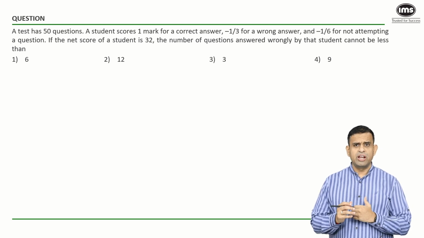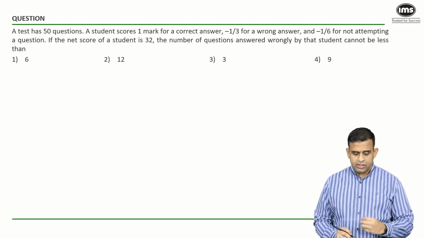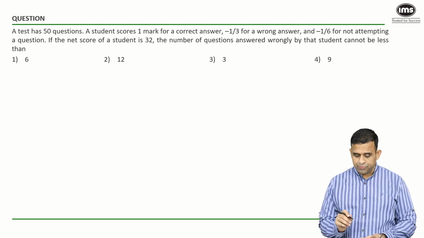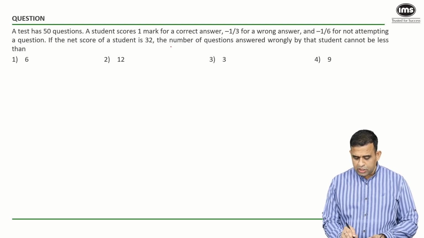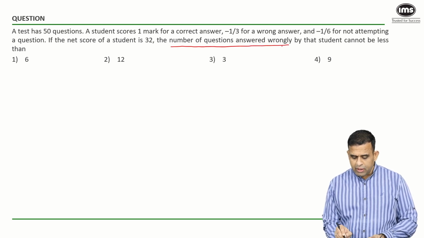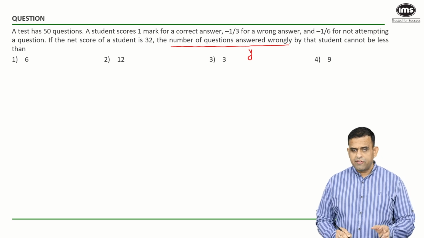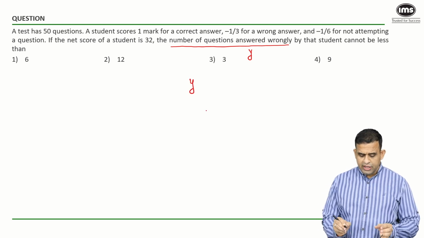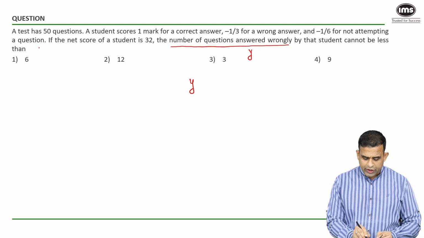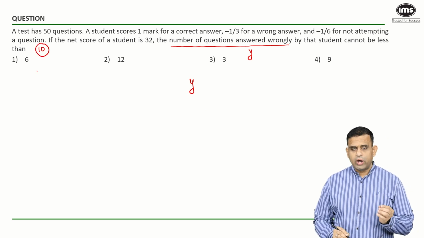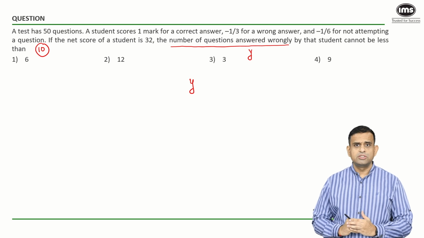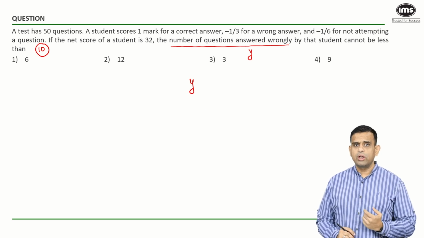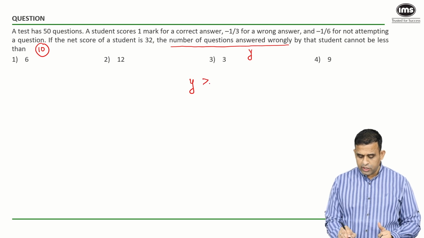Now many people will get fumbled by this particular statement, the number of questions answered wrongly by that person cannot be less than. For example, suppose I replace the number of questions answered wrongly by the term y. And if I say y cannot be less than some number, let's say 10. What does that mean? Y cannot be less than 10. It can be equal to 10 or more than or equal to 10. So y can be more than or equal to 10.